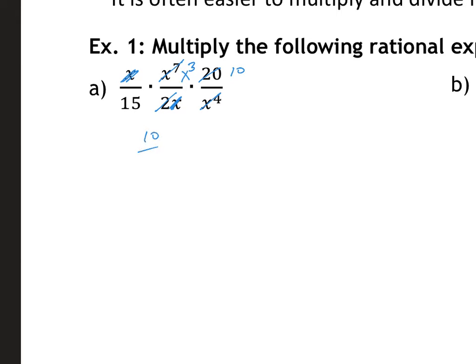So all I have left, if you get lost, just kind of rewrite it. I got 10/15. Those are both divisible by 5. So your answer here is just 2/3. You can cancel piece by piece. If you get confused, write what's left over and then keep canceling. So you can take it piece by piece by piece if you would like.